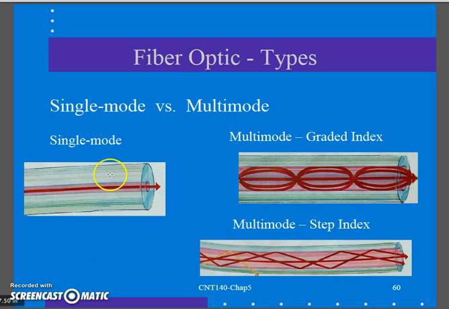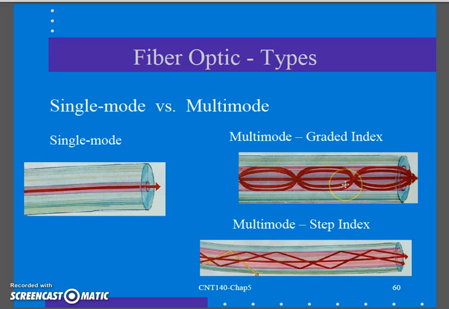So here's a picture of Singlemode, very small core, one single light ray, my laser light source going down the axis of the fiber, the core of the fiber. Single light ray, very small core, long distances for Singlemode. Meanwhile, I do have two different types of multimode. Here is my graded index.